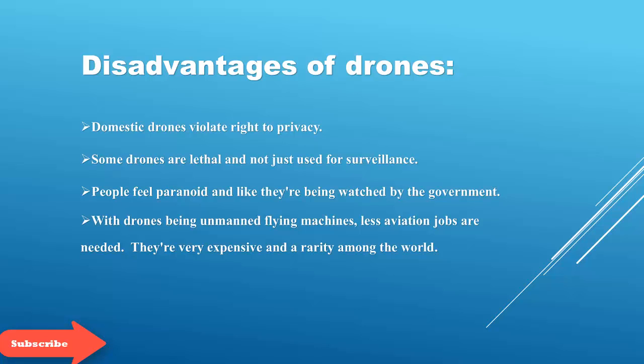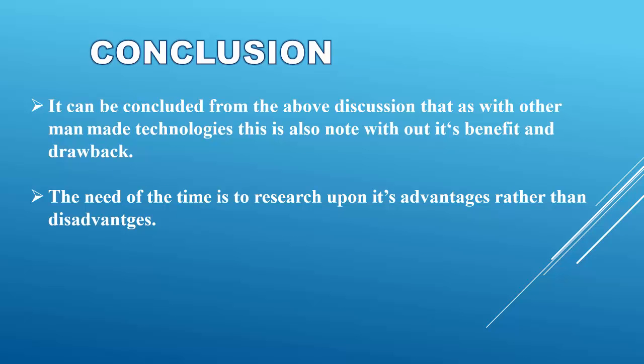And here you can see disadvantages of drones. Domestic drones violate the right to privacy. Some drones are lethal and not just used for surveillance. People feel paranoid and like they are being watched by the governments. With drones being unmanned flying machines, fewer aviation jobs are needed. They are very expensive and a rarity among the world, but we will make it.